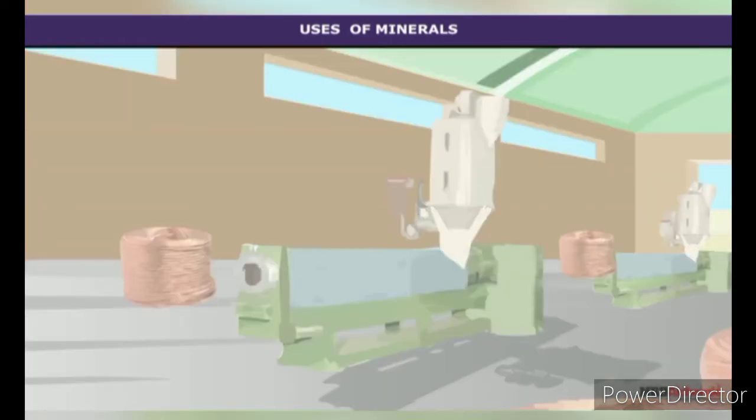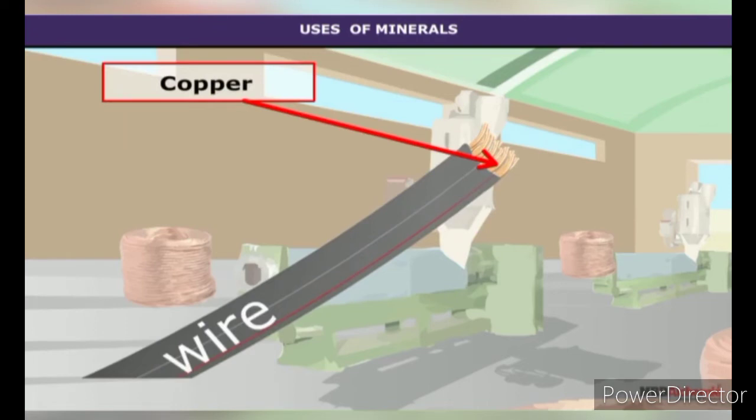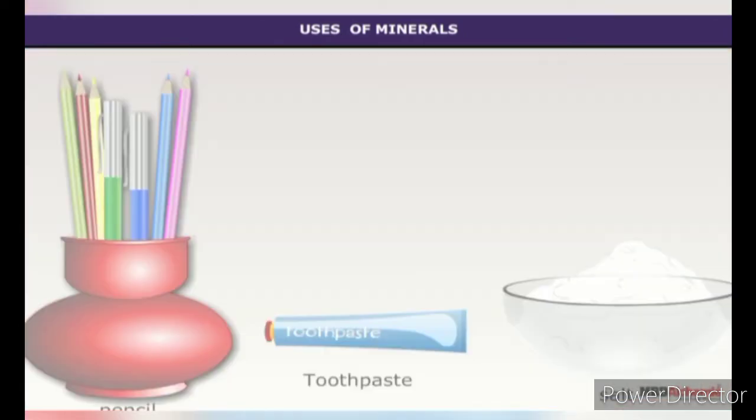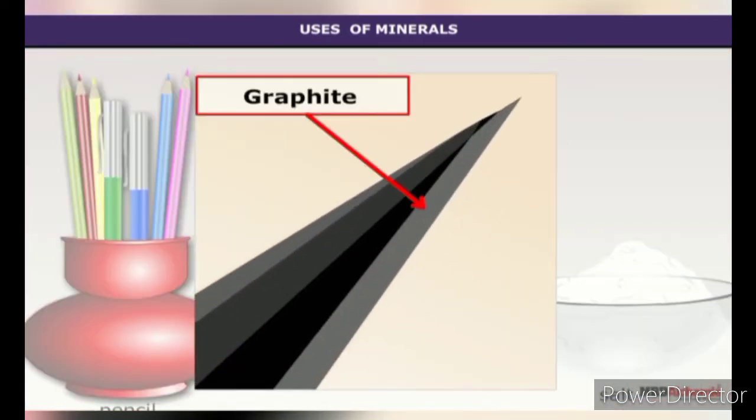Copper is a ductile metal which is also considered a very good heat and electricity conductor. About 65% of copper that is produced is used for electrical appliances. The important uses of copper include power generation and transmission of electricity through wires. Graphite is used in making the tip of a pencil.